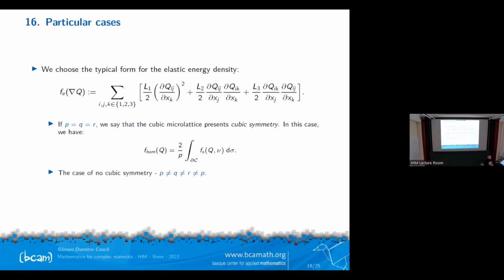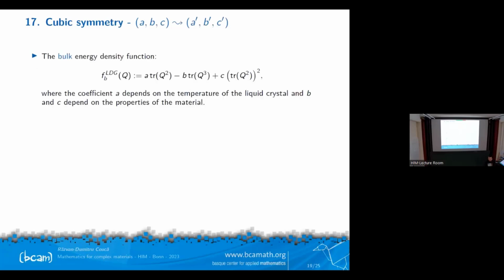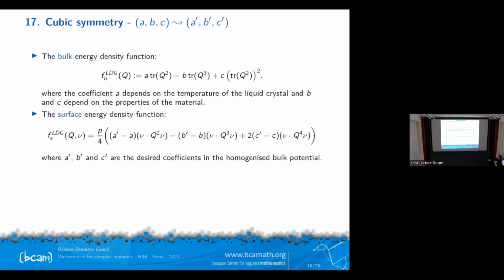So we distinguish two big cases: the one in which we have cubic symmetry, when P is equal to Q equal to R, so the black boxes were cubes, and the one in which we have no cubic symmetry. Let's begin with the simplest configuration possible. We start with cubes, so we choose the typical choice for the bulk energy, with the coefficients A, B, and C, and we would like to transform them into A prime, B prime, and C prime. In order to do that, we choose the surface energy density function to be of this form.